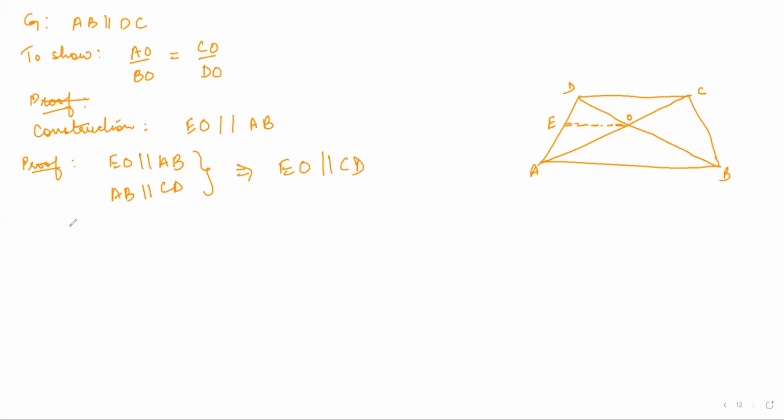Now you come here in this triangle. So in triangle ADC, I can write DE upon EA is equal to OC upon OA. Is that okay?